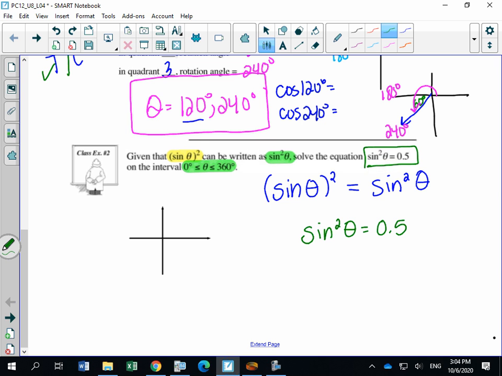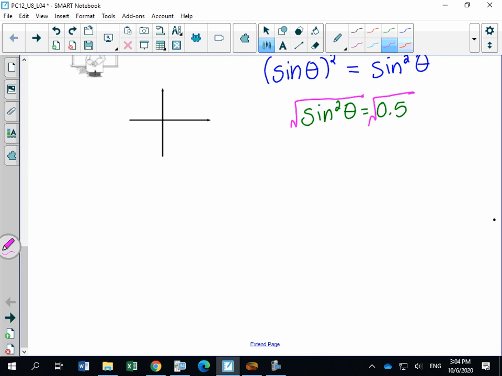We need to basically isolate sine by itself. And if I said, well, how would you get rid of a square? You would square root, right? So how I get sine by itself is, in order to get rid of a square, I would square root. So I'm going to square root this side, and I'm going to square root this side. According to the square root principle, when you square root both sides of an equation, you get plus or minus the answer. So my answer is positive square root of 0.5 and negative square root of 0.5.